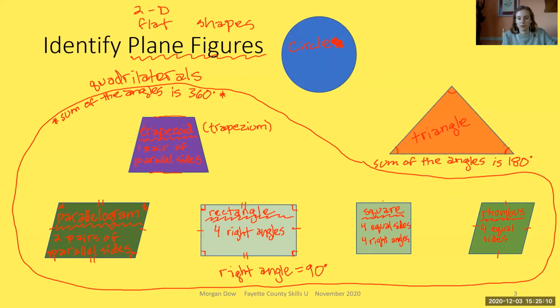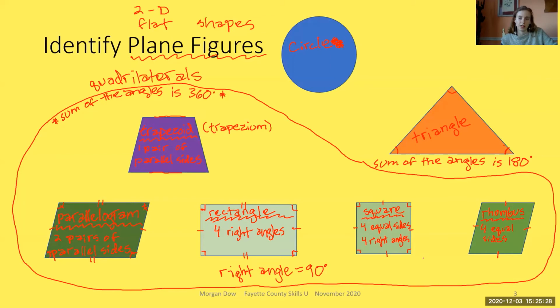And I'll show that with these little tick marks here, the 4 equal sides. And I can put those little symbols in the corners to show that these are right angles. Okay. So those are our basic plane figures.